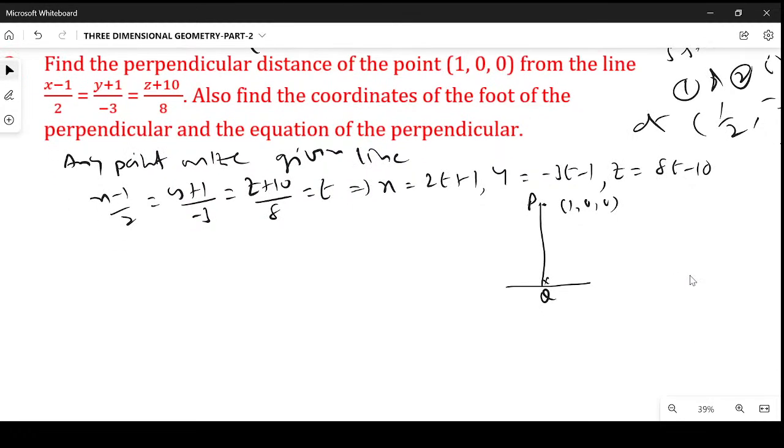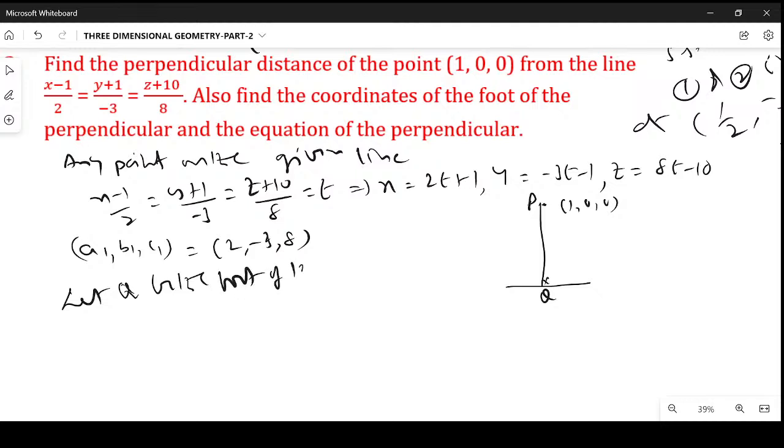So you can see the DRs of this line. What are the DRs of this line? I can write a1, b1, c1. The DRs will be 2, minus 3, 8 for the given line. And let Q be the foot of the perpendicular.